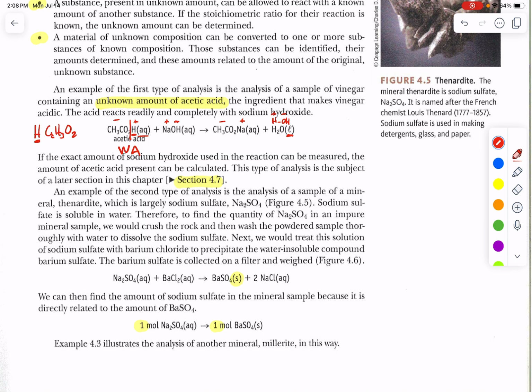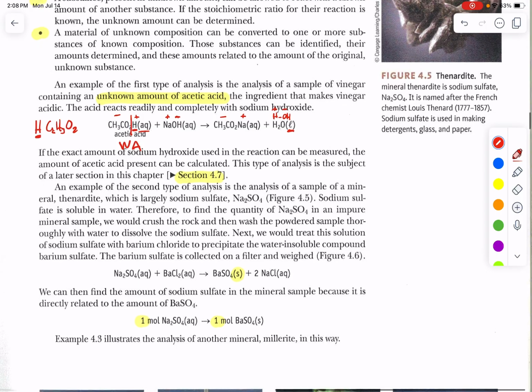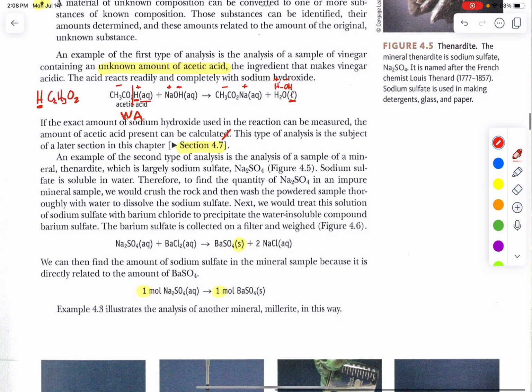So we want to find out how much acetic acid is there. What is its percentage? And this is talked about a little bit later in the chapter in section 4.7, and we'll get to that, I think, in a few minutes. That's the kind of thing that we're looking at.